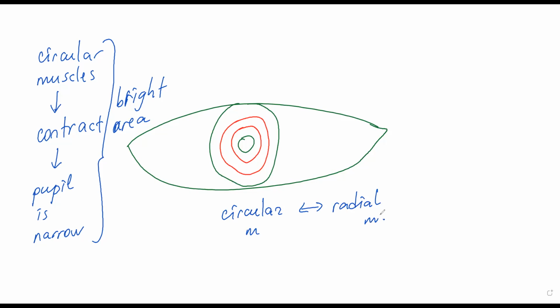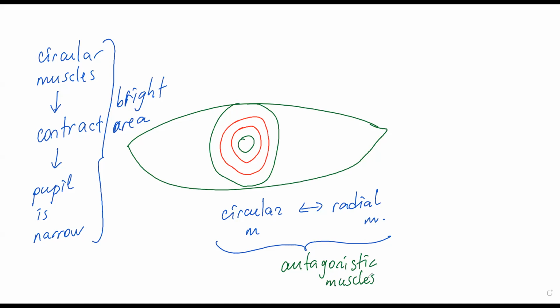Guys, do you know what we call these two types of muscles when they work opposite? Okay, very good. So this is known as antagonistic. So actually, these two muscles are antagonistic muscles. You know that in biology, we generally give biceps and triceps as an example of antagonistic muscles. But actually, circular and radial muscles are also antagonistic.